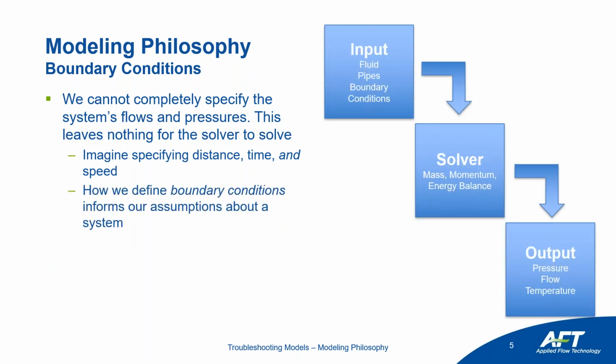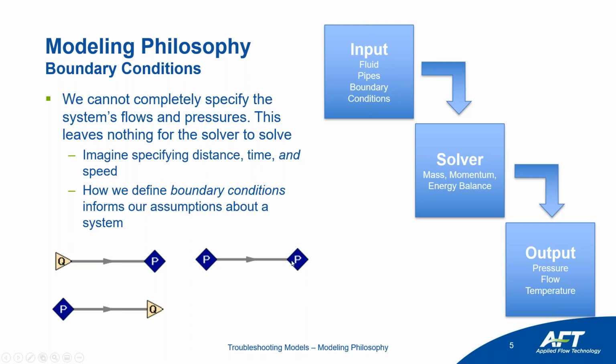So we can think about this the same way in our system, where our boundaries either have to be a pressure or a flow rate. We can't define both. And how we define those boundary conditions ultimately informs our assumptions about that system. So here, for example, we have a collection of flow rate junctions and pressure junctions where all three of these systems could provide the same results.